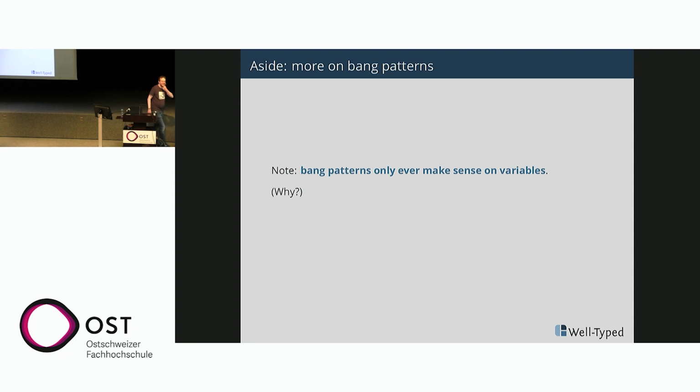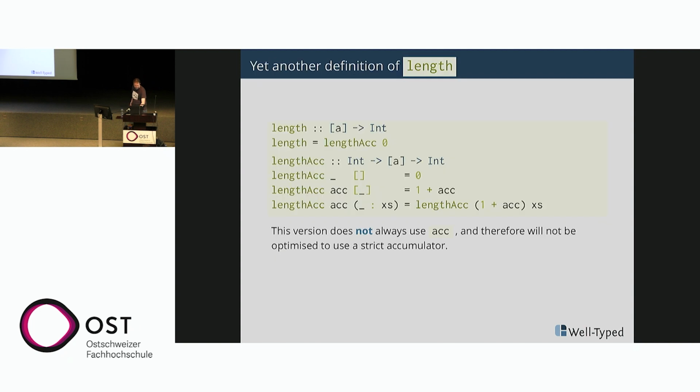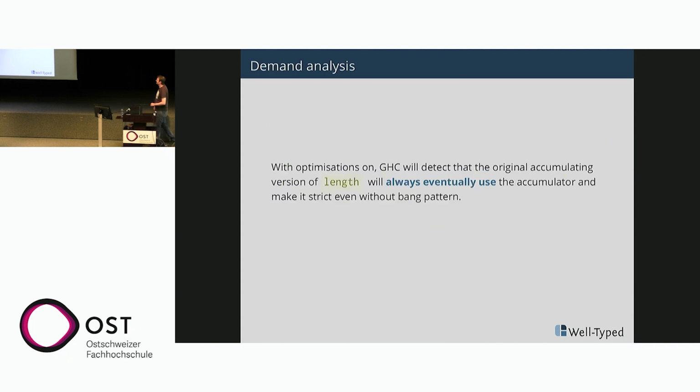My question is, like you mentioned, that with some optimizations, this probably naive accumulator will still be optimized to basically automatically bang or not. Can I extend? Yes. So let's actually go to that first then, because that's another thing that I have here. The demand analyzer, which we already talked about, will, if you enable optimizations, optimize the version of length written with the non-annotated accumulator to the version which has the bang pattern.